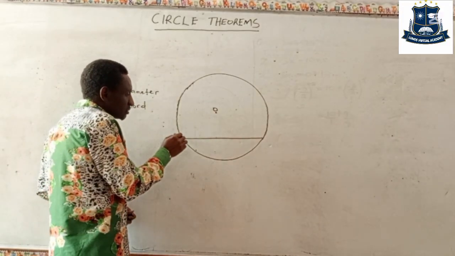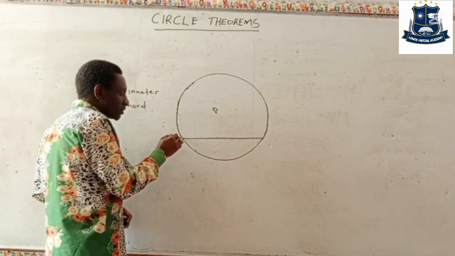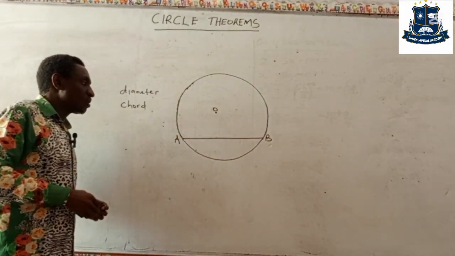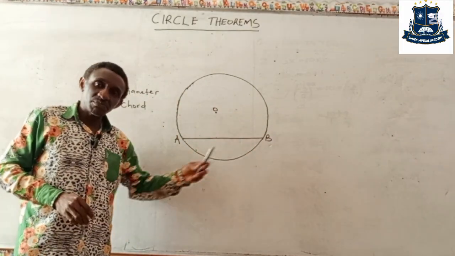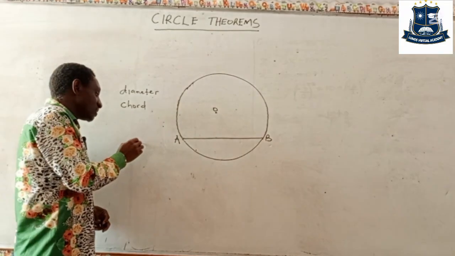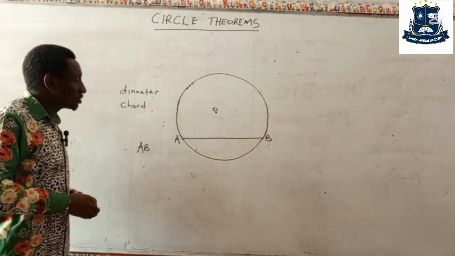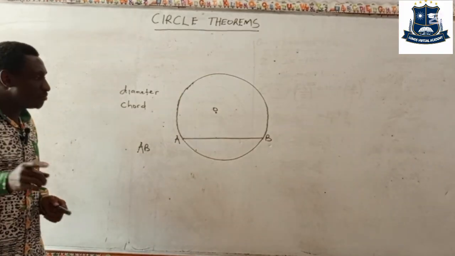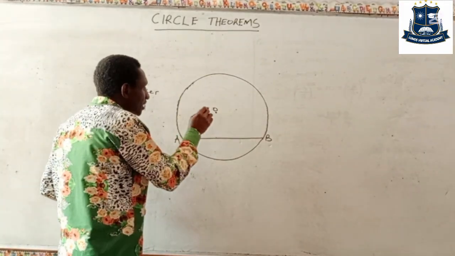Now, this chord starts from this point, call it point A, and then ends at this point, call it point B. So the chord starts from point A to point B. So we can call the chord AB. Okay, so this is chord AB. It starts from point A, ends at point B. Chord AB can form an angle. It can form an angle at the center.